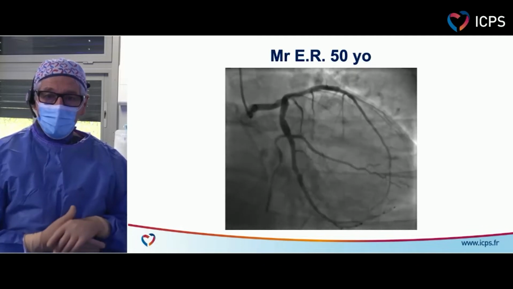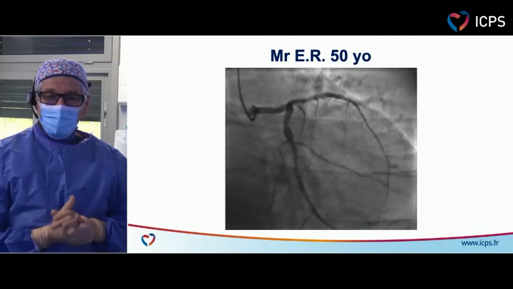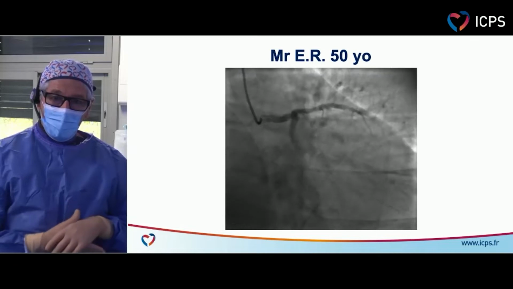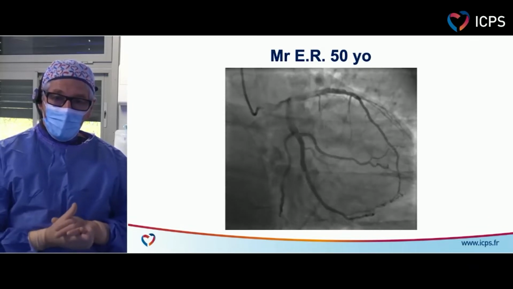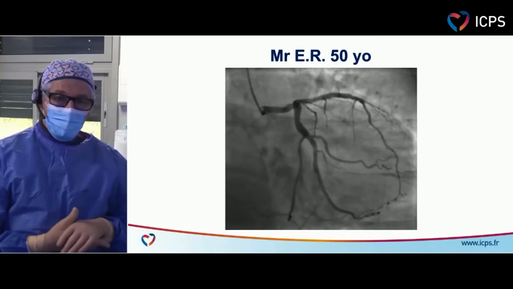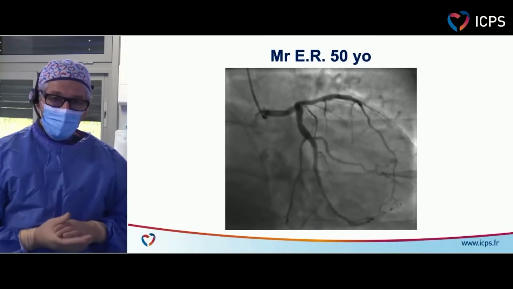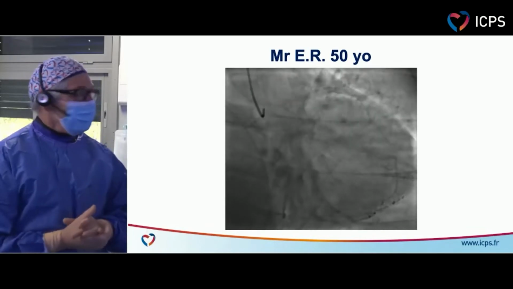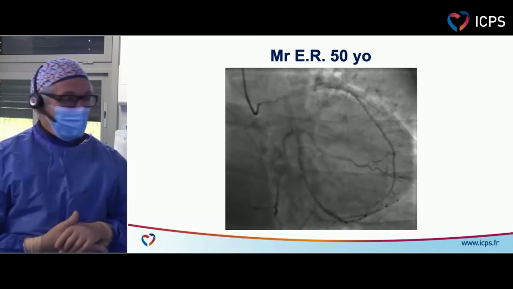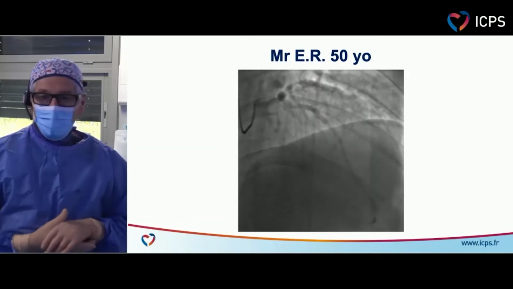So this is the angiogram, because the patient came back again with angina. This is the angiogram of the left coronary system, and you can see that there is an intermediate lesion in this view of the ostial LAD. You can see also the stent, which was not coming up to the ostium of the left main. So there are a few millimeters between the distal left main and the LAD.